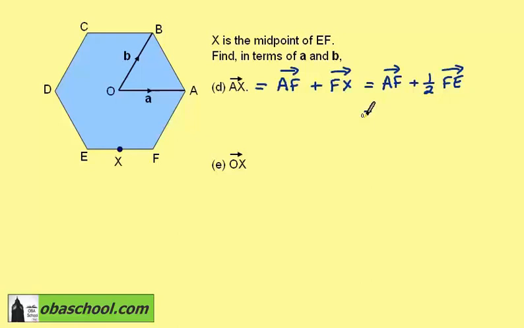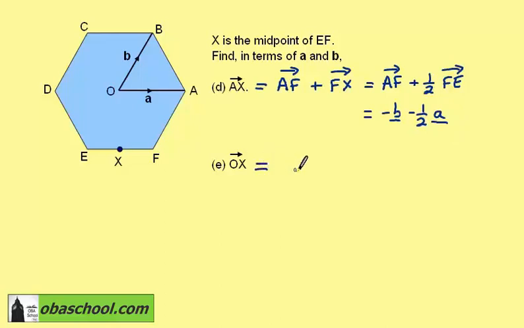Going from A to F is the same as going from B to O, so it's minus b. Going from F to E is the same as going from A to O, which is minus a, and we're going halfway, so we get minus a half a.